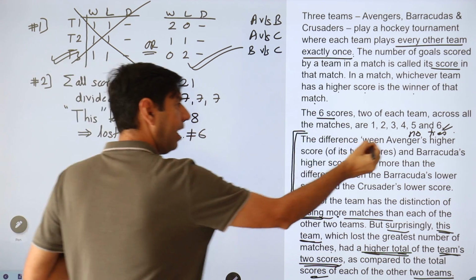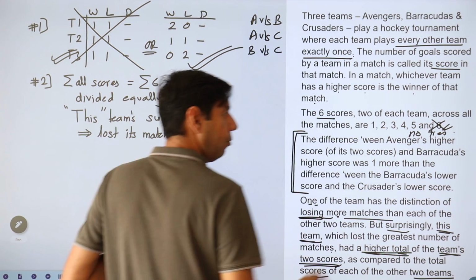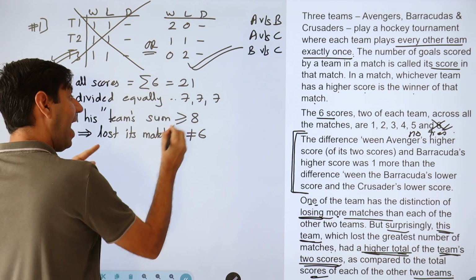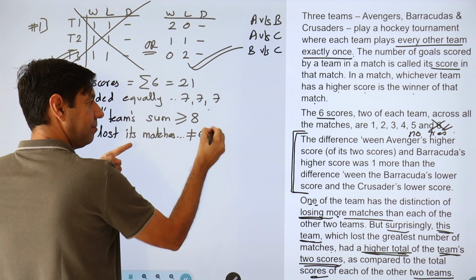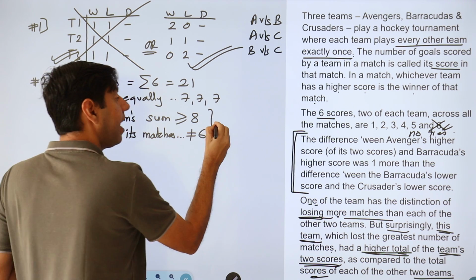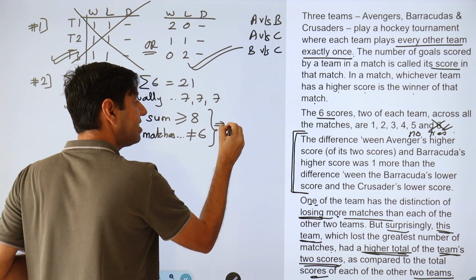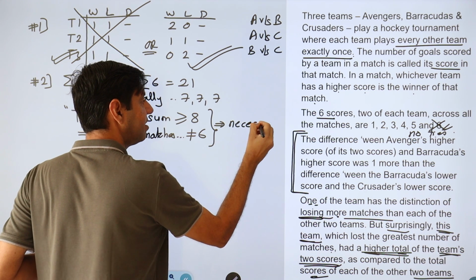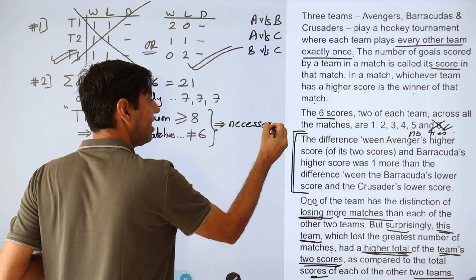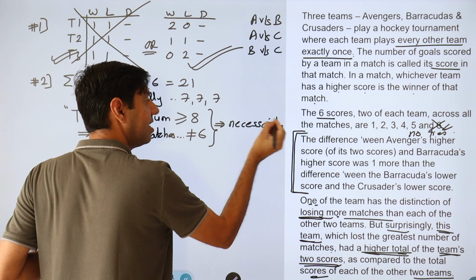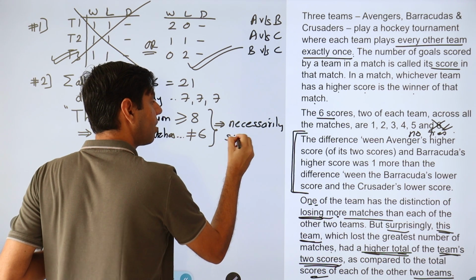But then, without a 6, and I want a sum of 8 or more, that implies I will necessarily have to get a... These are important reasoning terms. Necessarily score a 5.